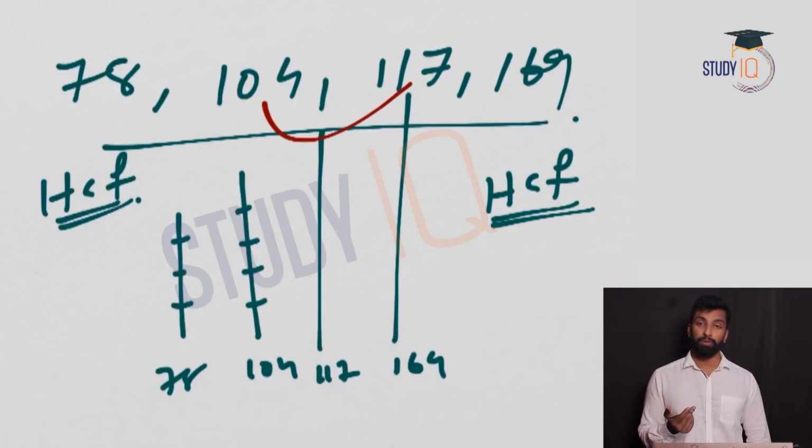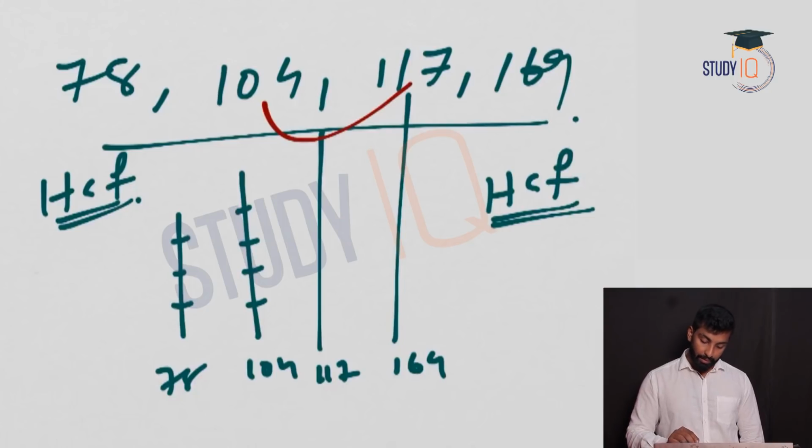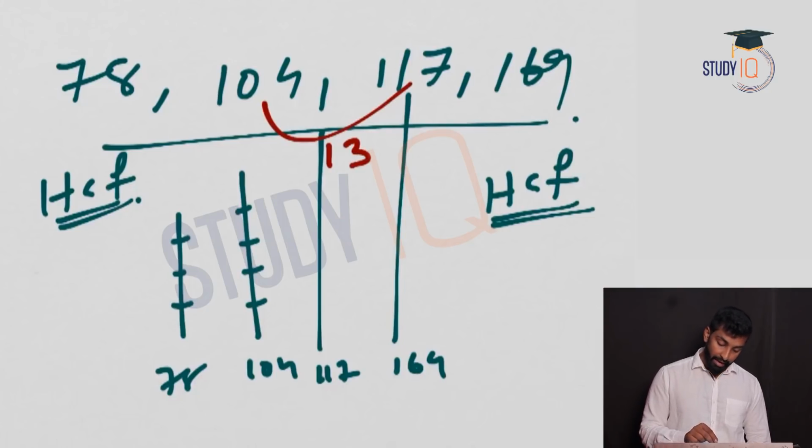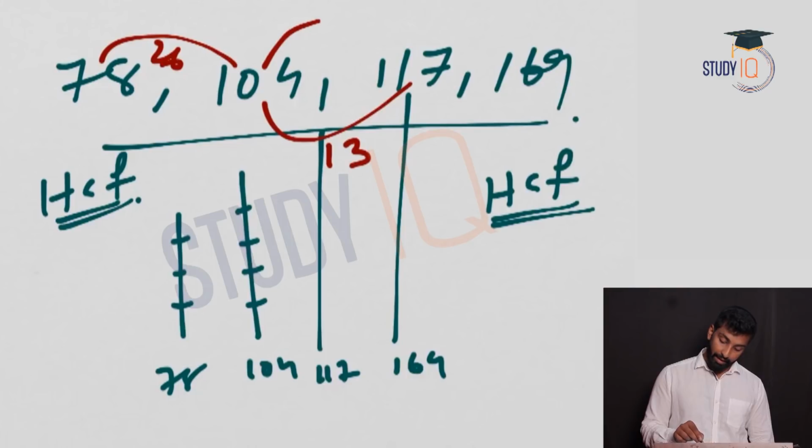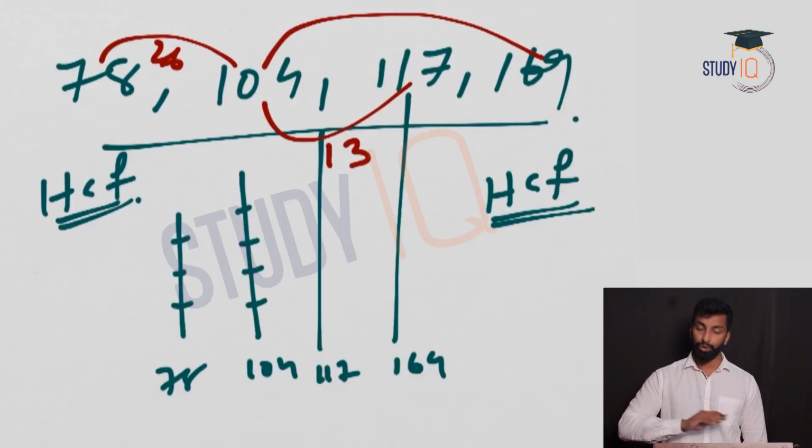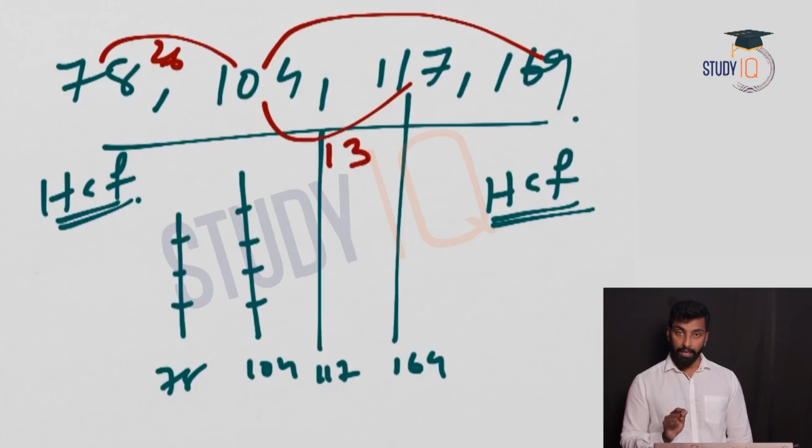You take the minimum difference. When you have numbers given, you take the minimum difference. Where do you get the minimum difference? You get it here, right? 13. If you take here, you will get 26. If you take here, you will get 65, etc. So you don't want to bother about any other difference. The moment you see it, you understand that 104 and 117 give you the minimum difference, 13.